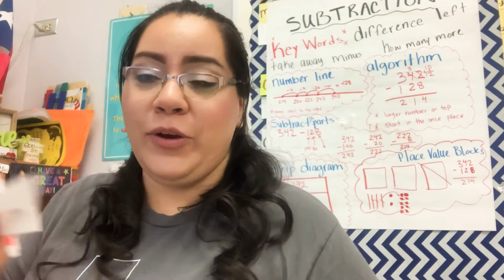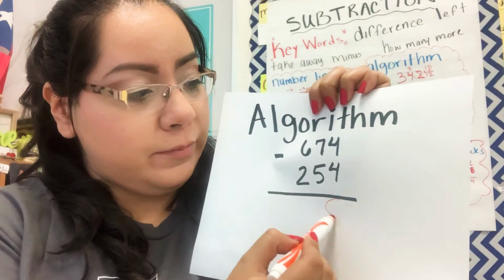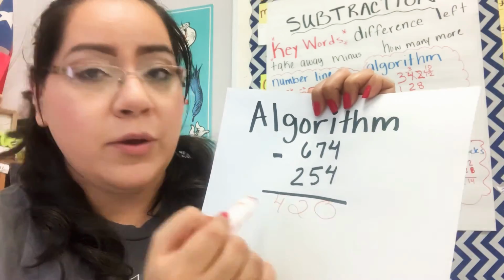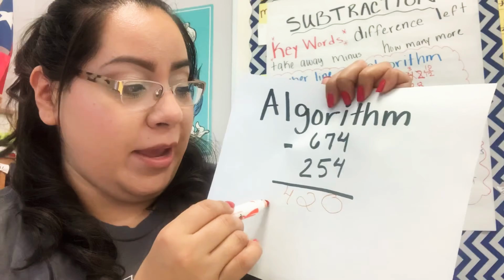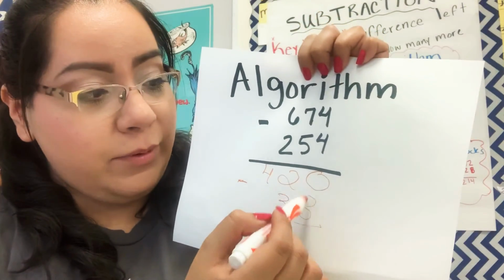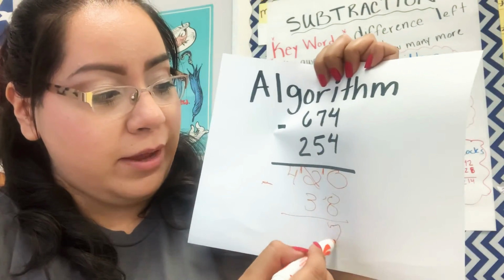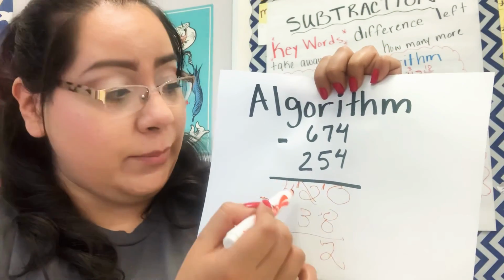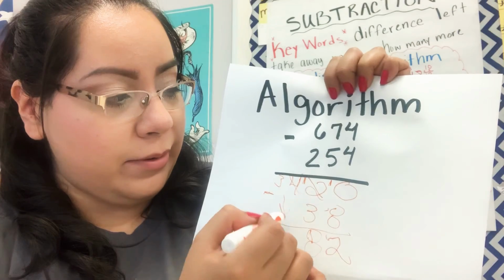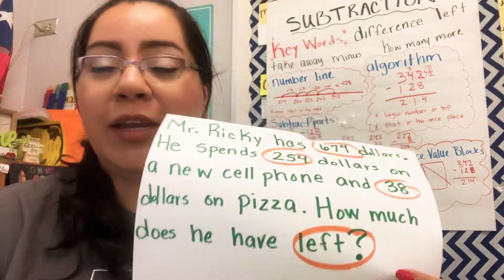And the last one, just to double check our work, is the algorithm. Okay, we have 4 take away 4, 0, 7 take away 5, 2, 6 take away 2, 4. Okay, but we can't forget about that pizza. We have to subtract those $38. 0 take away 8, not possible. We have to borrow. 0 becomes 10. 10 take away 8, we have 2 left. 1 take away 3, not possible. We have to borrow. 1 becomes an 11. 11 take away 3, 8, and we bring down the 3. 382.